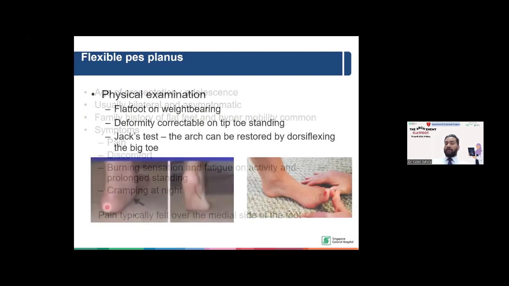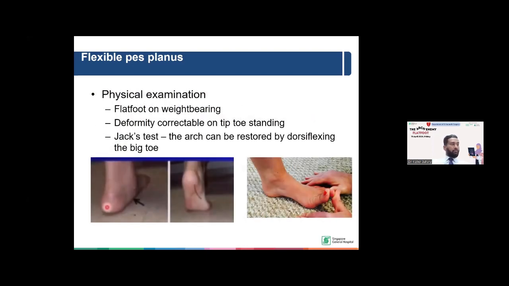So when we examine them, we make them stand up, and on weight bearing, we look at the patient from the front, from the side, and from the back. We typically see that the arch collapses when they stand. Then we get them to tiptoe. In flexible pes planus, the deformity corrects itself on tiptoe standing. If you look at the clinical photograph on the bottom, you can see that as the patient tiptoes, the arch tends to reform. Another test we do is the Jack's test, where the arch can be restored by dorsiflexing, that means flexing up the big toe, which can be seen in the clinical photograph on the bottom right.